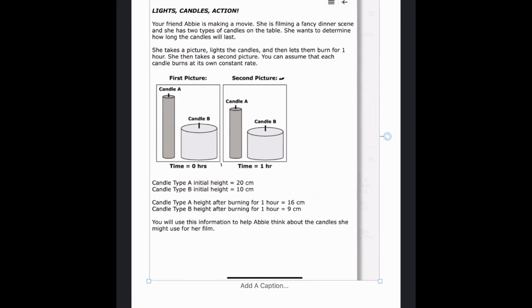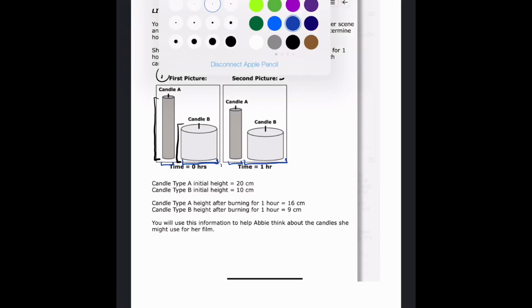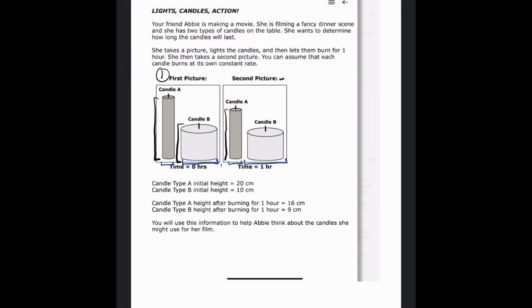As I look over this piece of text, I notice that there are two pictures of candles. I notice that candle A is much taller than candle B, whereas candle B is wider than candle A is. And that is true in the second picture as well. Candle B is wider than candle A, but candle A is taller than candle B.